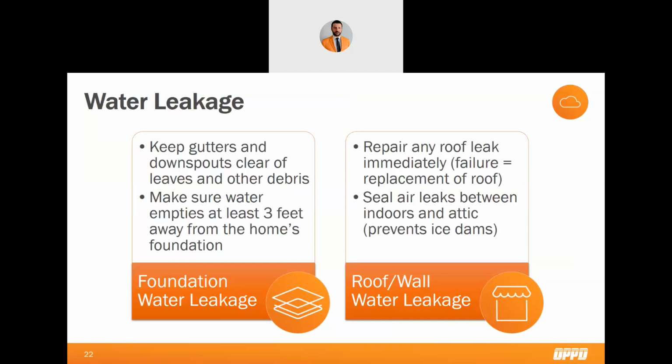As far as your roof and walls are concerned, be sure to repair any roof leak you find immediately. Failure to do so can result in having to replace your roof depending on the severity of the leak. Also, try to have any air leaks sealed that exist between the indoors and the attic. This will also help prevent ice dams.